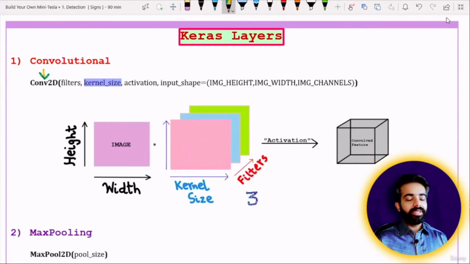Now, kernel size describes the size of the kernel, and it is always going to be square in nature, so its kernel size will always be n cross n. Next comes the argument of activation, where a nonlinear activation function is provided by the user, and it is applied when the convolution has been performed between the kernel and the image, which gives us the convolved feature as the final output. The final argument is the input shape, and it's just image height, image width, and the image channels. This information about the input was necessary because the kernel needs to know how many strides it needs to take to perform the whole convolution.